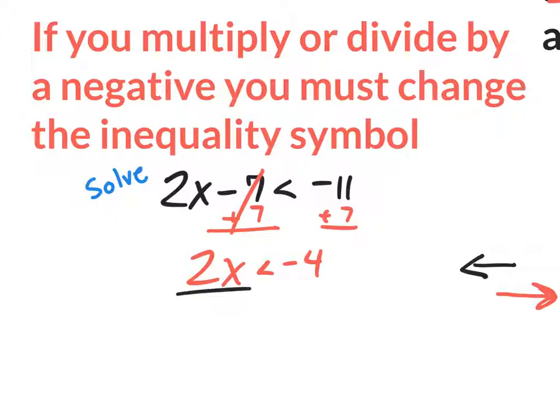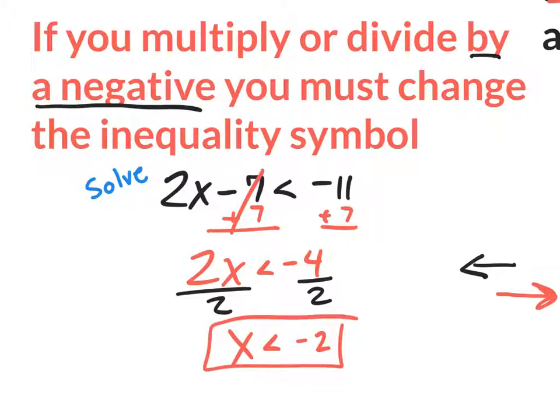For my final step, divide by 2. Now again, what's the only difference between solving equations and solving inequalities? If you multiply or divide by a negative, you must change the inequality symbol. Did I multiply by a negative? Did I divide by a negative? I did not. I divided by 2. That's not -2, right? So I am not going to flip anything. It's going to stay exactly the same. x is less than -2. Yes, you ended up with a negative in your answer, but you don't flip it because you didn't divide by a negative.